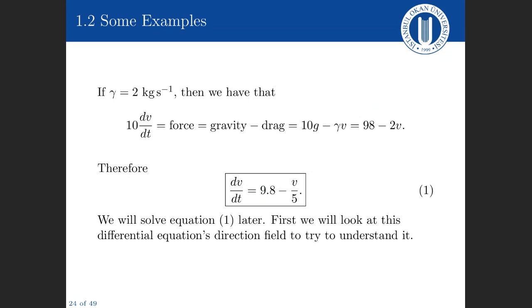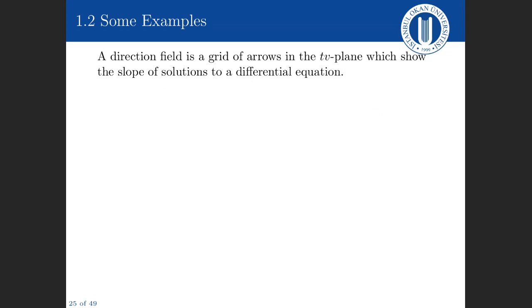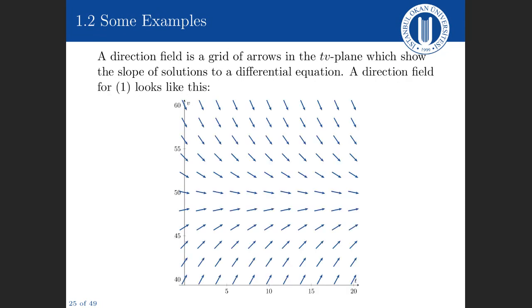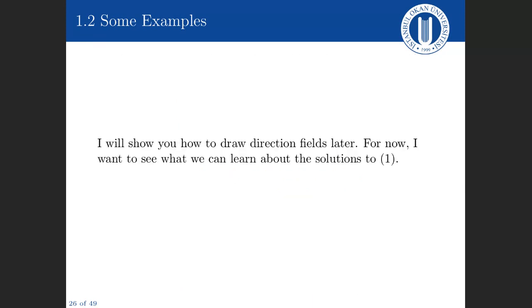First, I want to use a direction field to try to understand what is happening with this equation. A direction field is a grid of arrows, in this case in the tv plane, which shows the slope of solutions to a differential equation. The direction field for equation 1 looks like this. We have this grid of arrows. The arrows tell us where the solution is sloping down, where the solution is sloping up. I'm going to show you how to draw direction fields later.